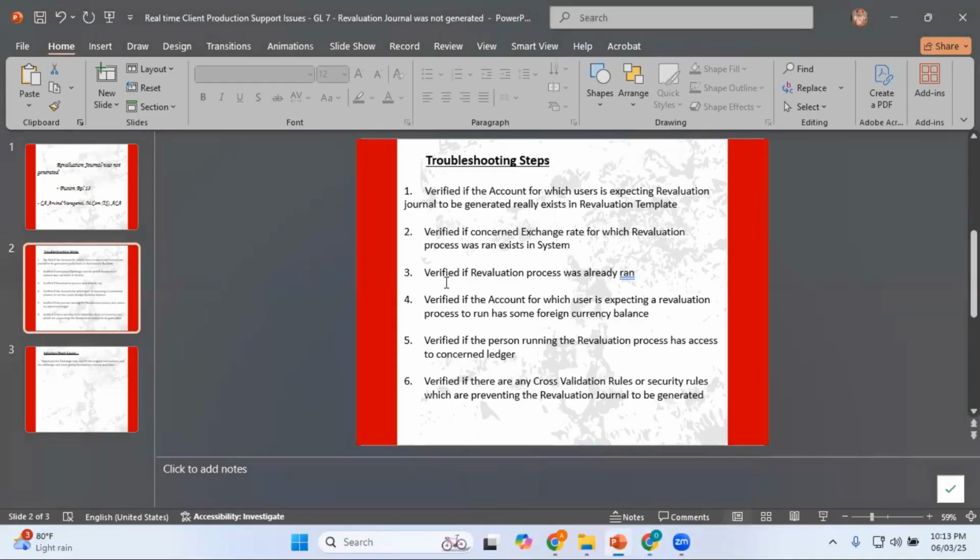And the third one is we verified if the revaluation process was already run. Sometimes there could be some other user who would have already run the revaluation process and posted the journal entry. And then when you run the revaluation process a second time, obviously the system will not perform any revaluation again. So we verified and found out that the revaluation was not run by any other user.